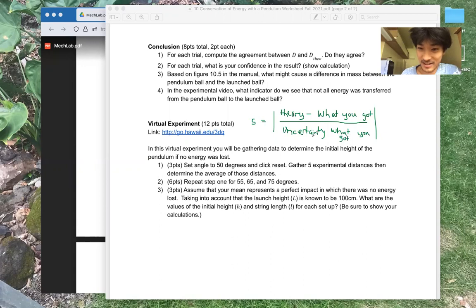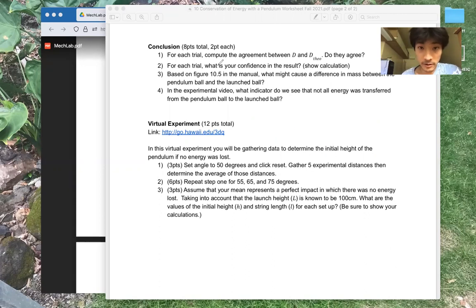So the theory minus what you got, divided by the uncertainty of what you got, and all that absolute valued. So if it's negative, you can make it positive. Okay, so that's number one.